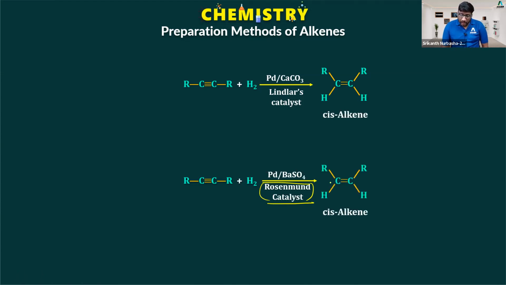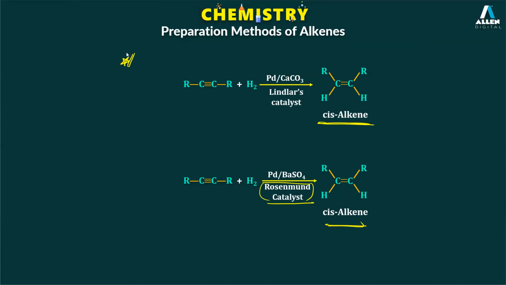Here you get RCH double bond CHR. The same cis alkene is obtained, because the hydrogens which are added to the carbon triple bond carbon are added from the same side. So you'll get cis alkene. Is that clear, students? Very simple.